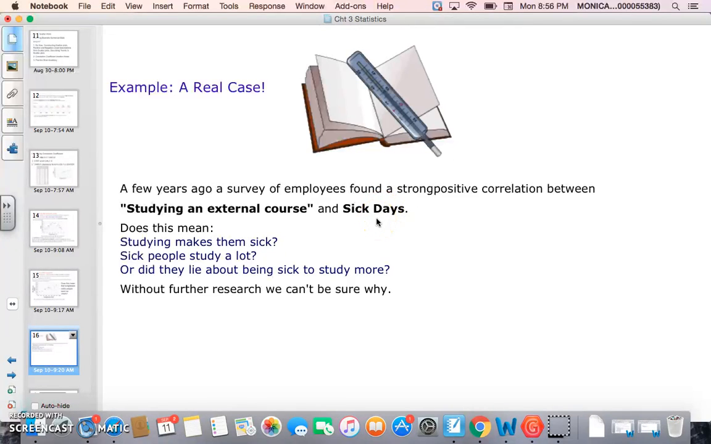And so the question is, does that mean that studying was making them sick? Does that mean that sick people study a lot? Or could that maybe mean that people were calling out sick because they needed to have more time to study? So though there was a strong correlation that the more people were in an external course, the more sick days they were taking at work, we'd have to further research to find out which question this could possibly relate to.